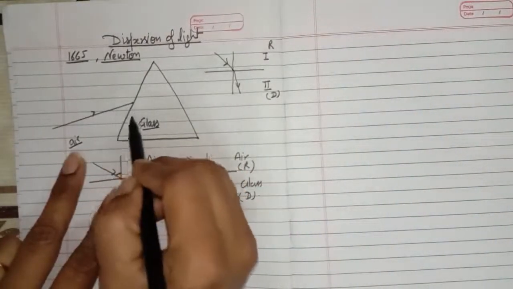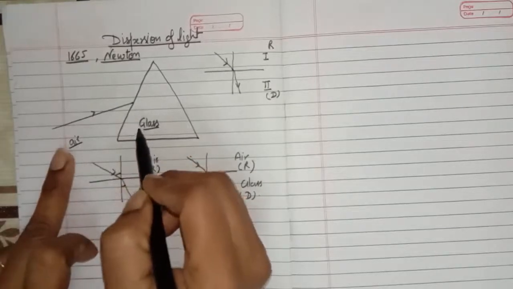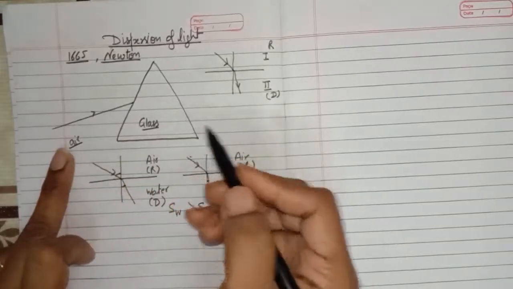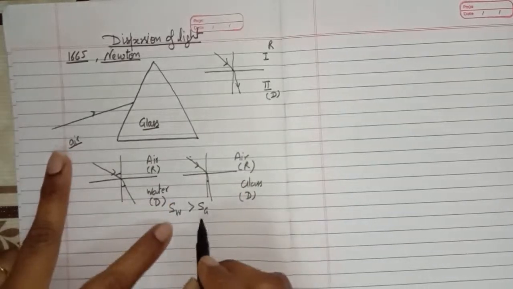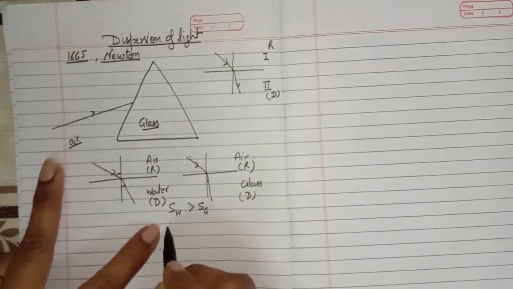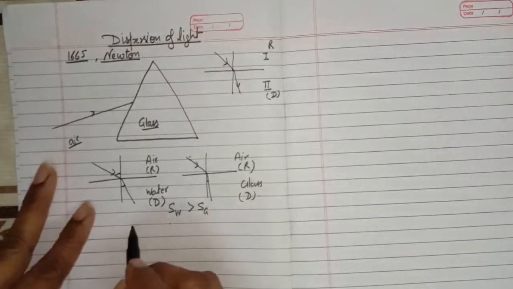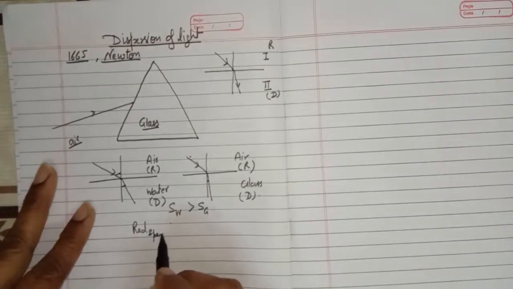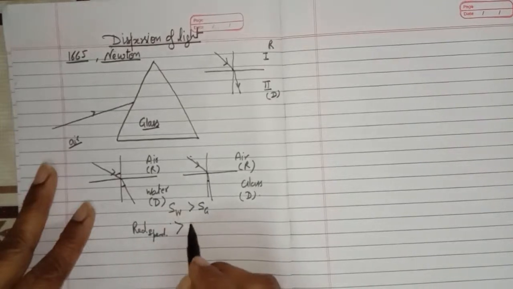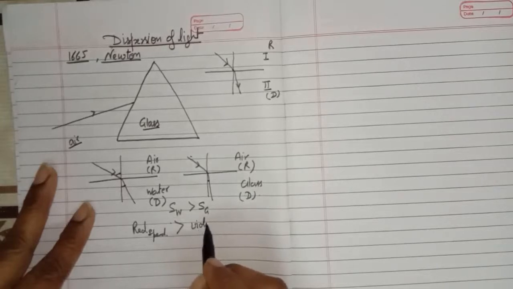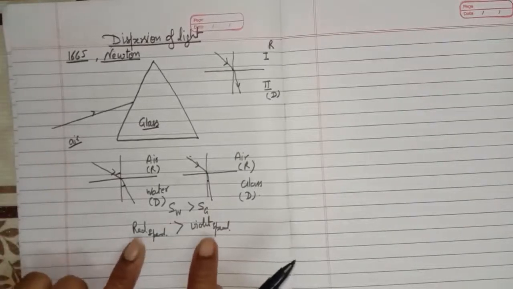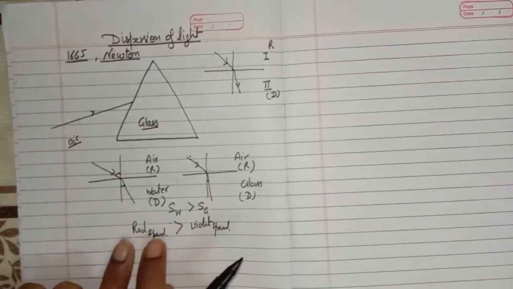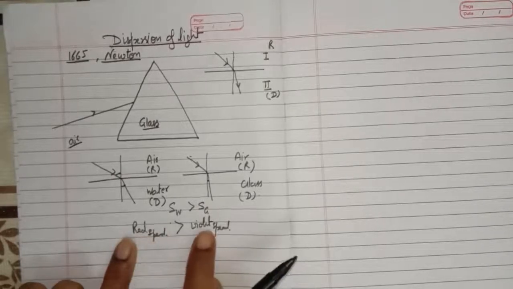What happens when light passes from air into glass? Different colors of light have different speeds. Now, you know which color has the maximum speed? The red color of light has the maximum speed, and the speed of violet light is minimum. So you can easily understand, if the speed of red light is more as compared to the speed of violet light, what will happen?